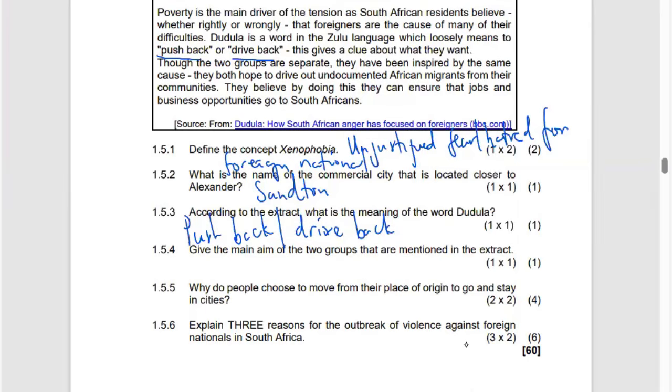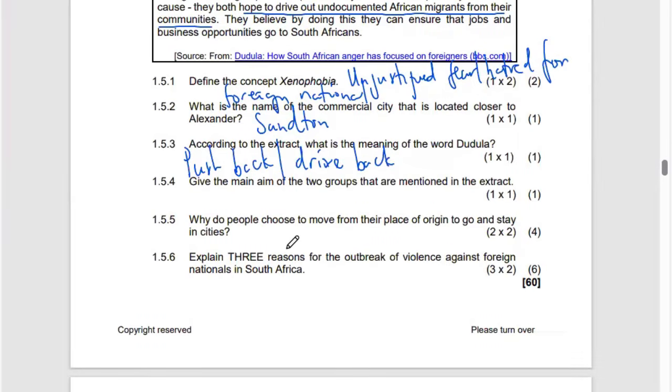Give the main aim of the two groups that are mentioned in the extract. What are the main aims? They both hope to drive out undocumented African migrants from their communities. That's the hope. They hope to drive out undocumented African migrants from their communities. Then give the main aim of the two groups? We have done that.